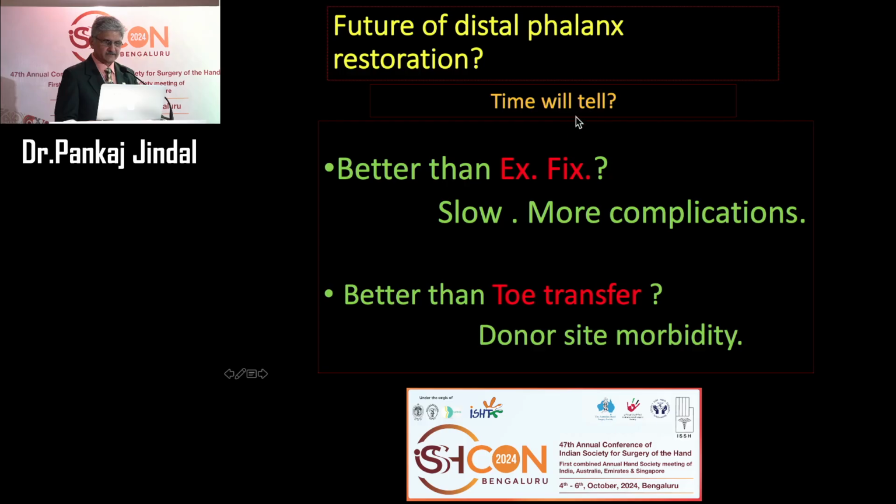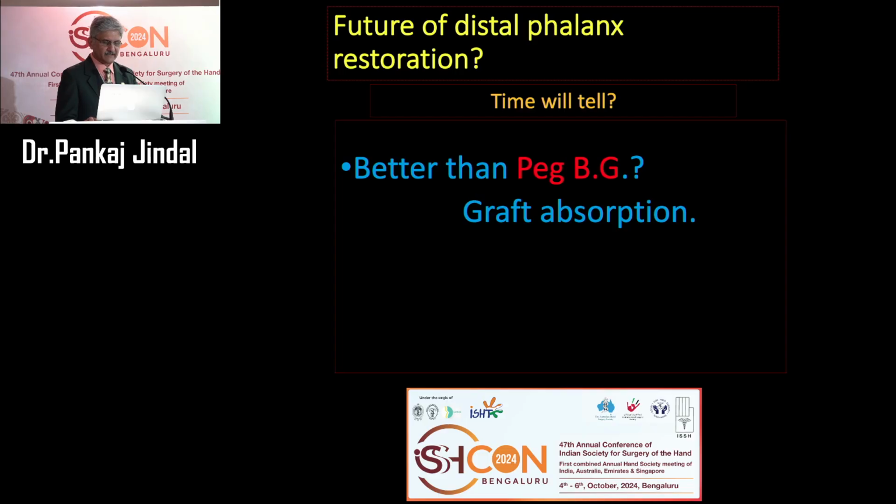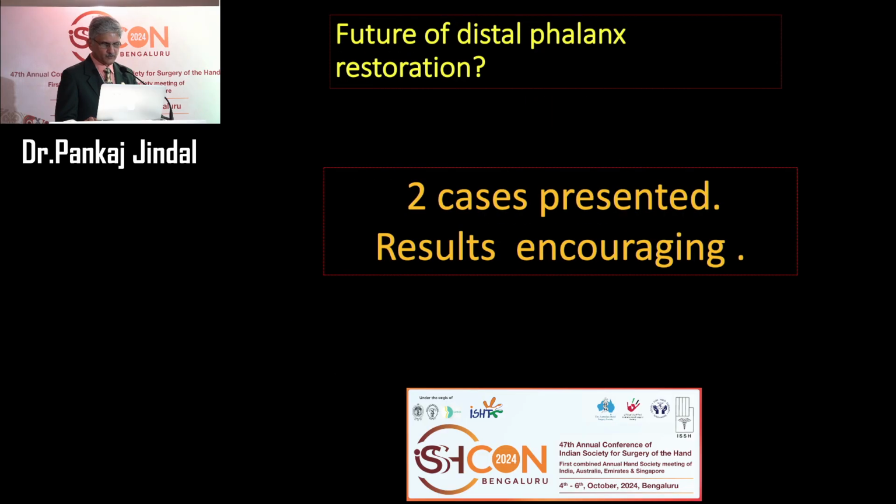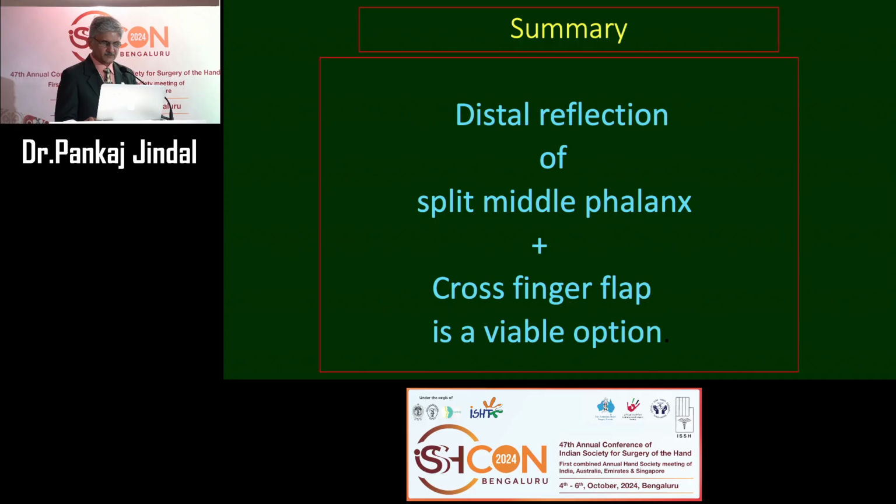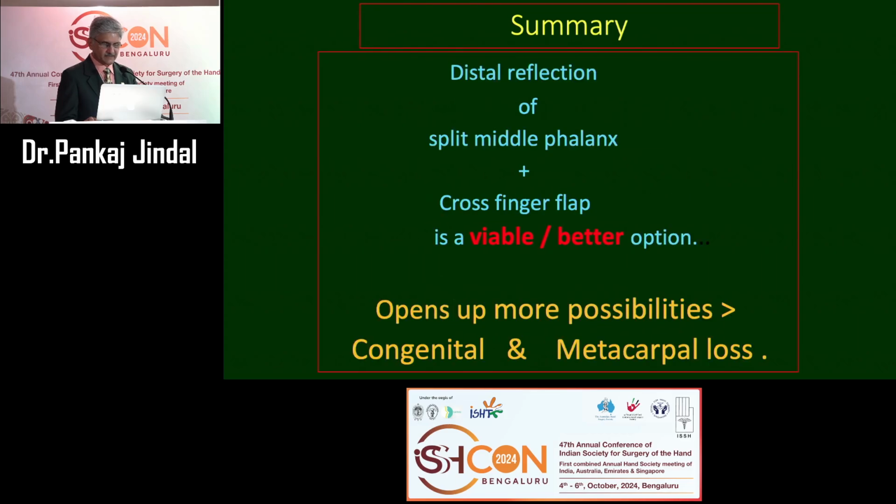What is the future of this method of restoration of the distal phalanx? Time will tell whether it is better than external fixator or toe transfer. But toe transfer itself has significant donor site morbidity which may often not be acceptable to the patient, or peg bone grafting. Two cases have presented and given extremely great results. So in summary, distal reflection of the split middle phalanx with a cross finger flap is a viable option. It opens up various possibilities in congenital and metacarpal loss as well.